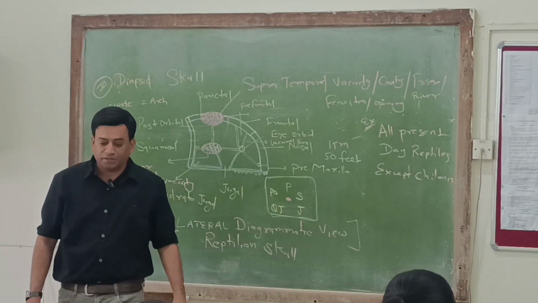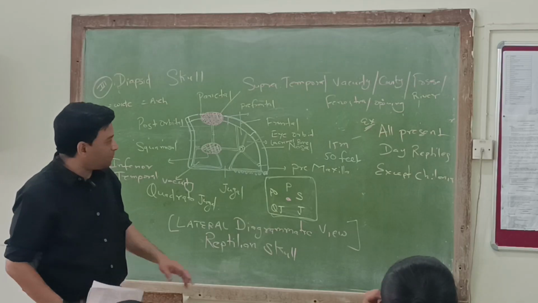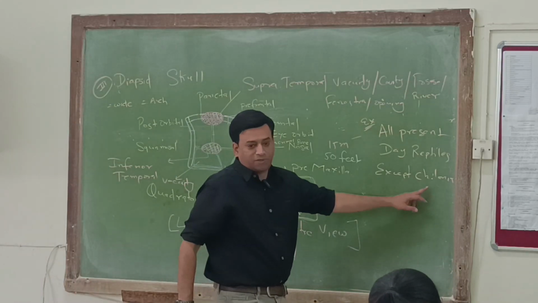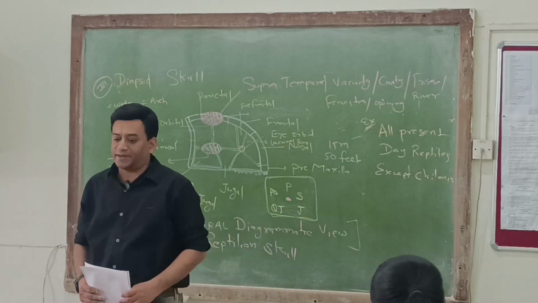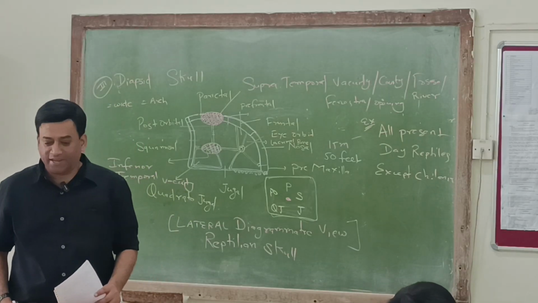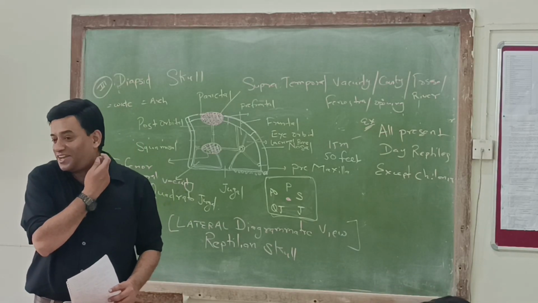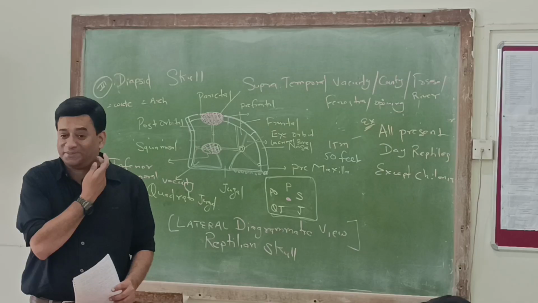Got my point? So the example is all present-day reptiles except the Chelonia groups. So all Squamata and all Ophidia and all Lacertilia and all Ornithischia and Saurischia and everything.